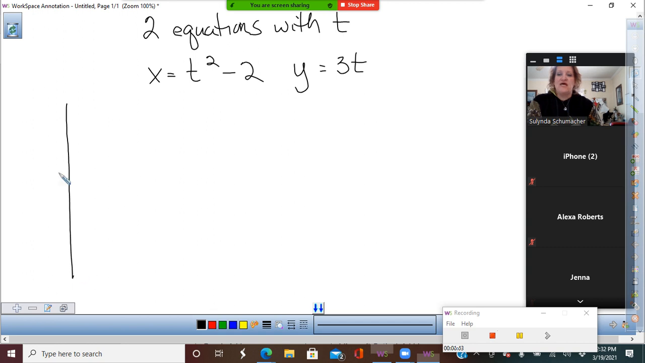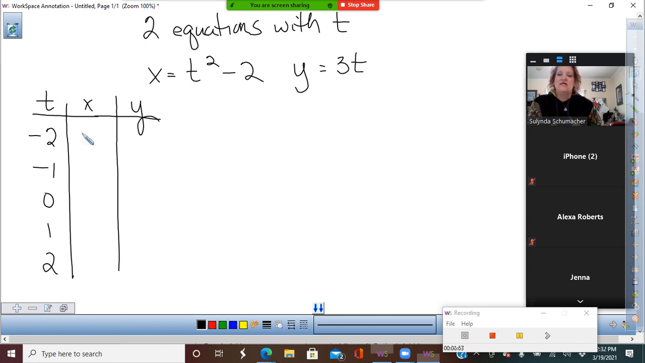Usually we do a table and we have X and Y. But guess what? We get to actually add a third column. So we're going to have T, X, and Y. For our T's, we're going to use -2, -1, 0, 1, and 2. To find our X values, we're going to take these T's and plug them into the X equation. So if I plug in -2 in here, I get 4 minus 2 is 2. If I plug -1 in, I get 1 minus 2 is -1. I plug 0 in, I get -2. I plug 1 in, I get -1. I plug 2 in, I get 2.